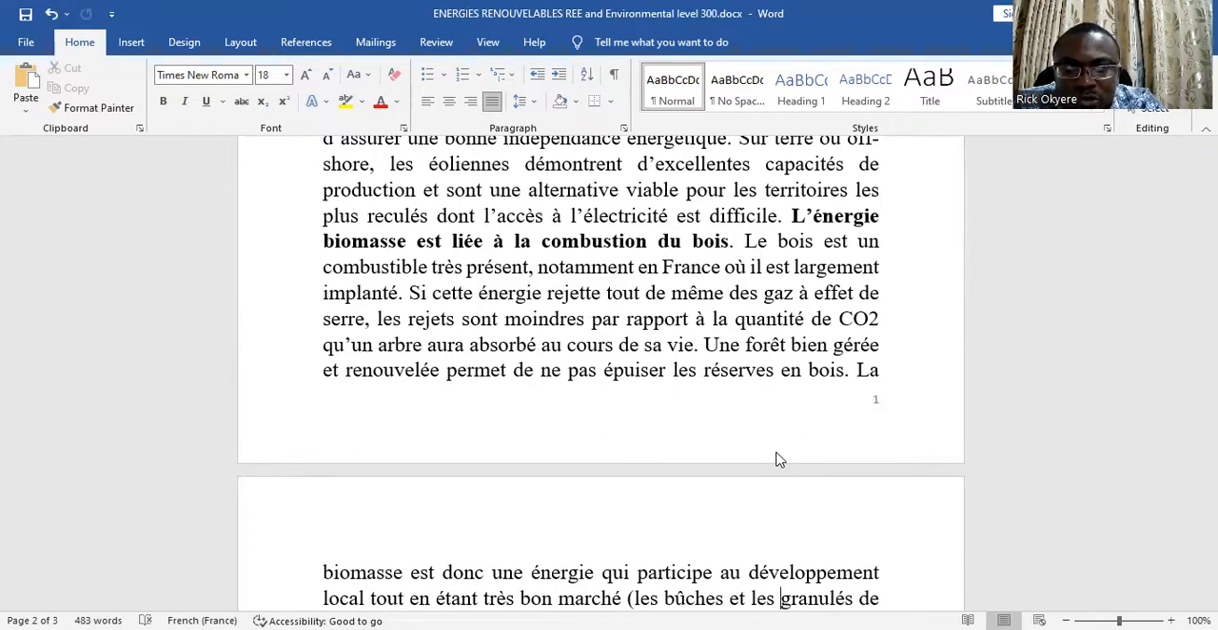Okay, épuiser means to exhaust. That a forest that is well regulated, well protected, is necessary to prevent bushfires or to preserve the trees and the wood in the forest. So even though biomass can produce fire, where it is well regulated and well protected, the forest can be protected from these fires.